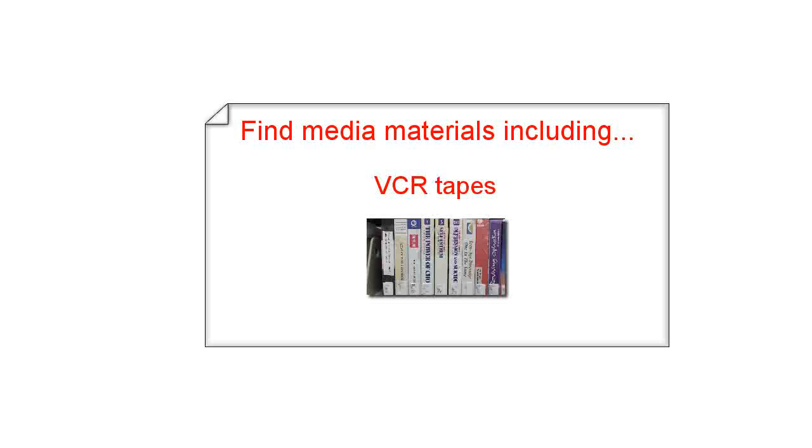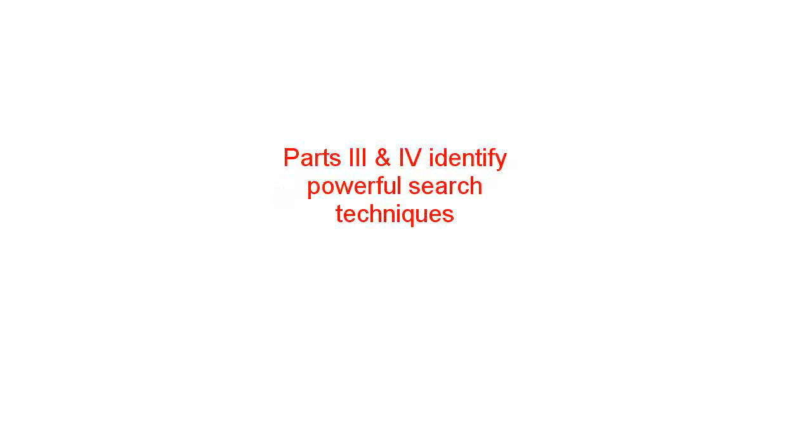This four-part lesson covers using the library catalog to find resources including books, magazines, and newspapers. You can also find media materials such as CDs, VCR tapes, and DVDs using the library catalog. Part 1 focuses on features of the basic search page. Part 2 outlines the functions available in the advanced search page. Part 3 and Part 4 identify powerful advanced searching techniques.